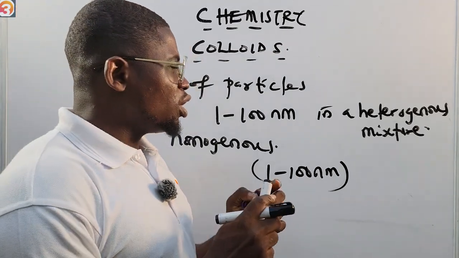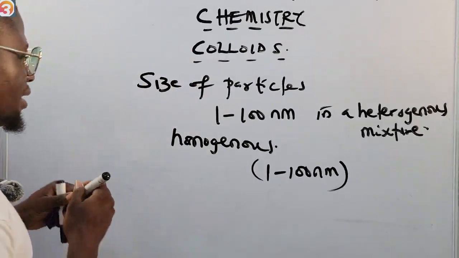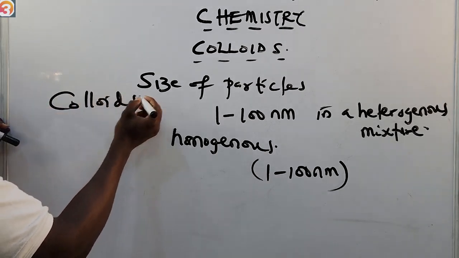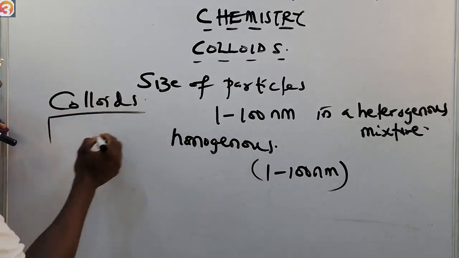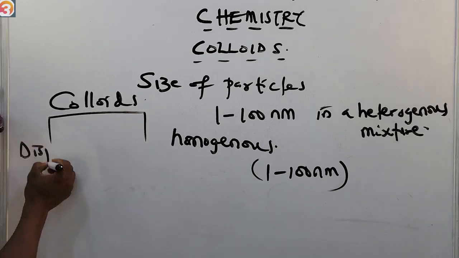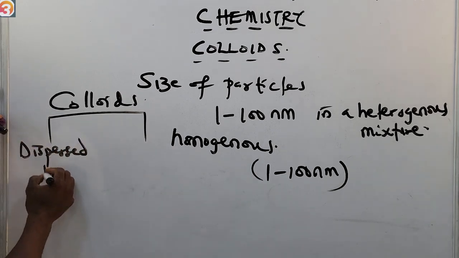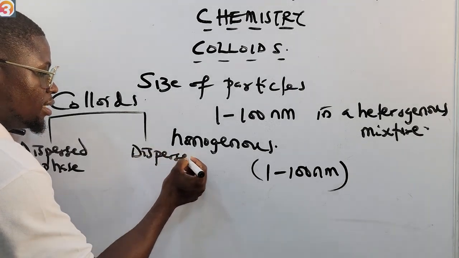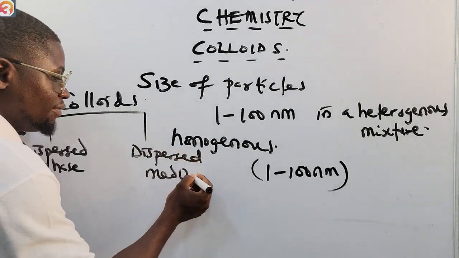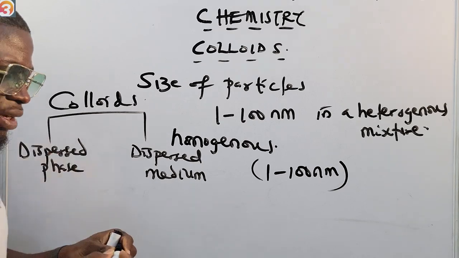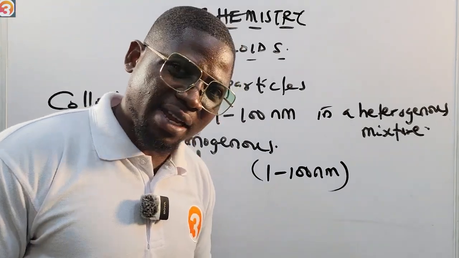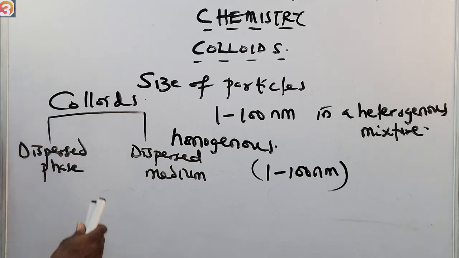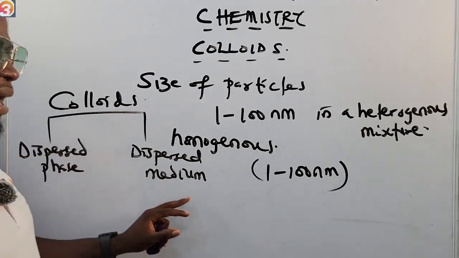All right, so when we talk about colloids, there are two phases we'll talk about. We have what we call a dispersed phase, and then we have what we call a dispersed medium. In the last episode, if you have not watched it, go back there and watch it first, because we introduced some of these concepts. So we have the dispersed phase, and then we have the dispersed medium.